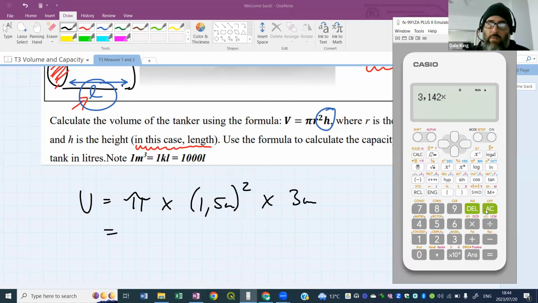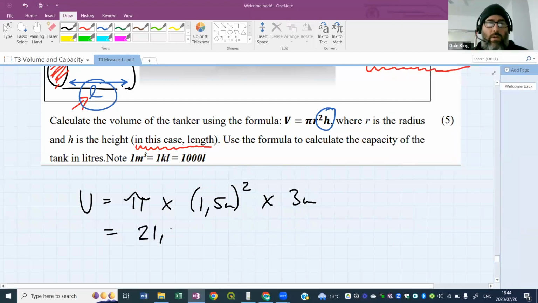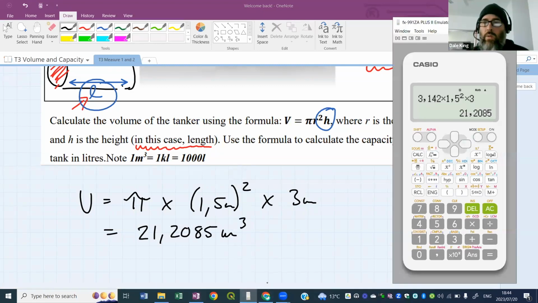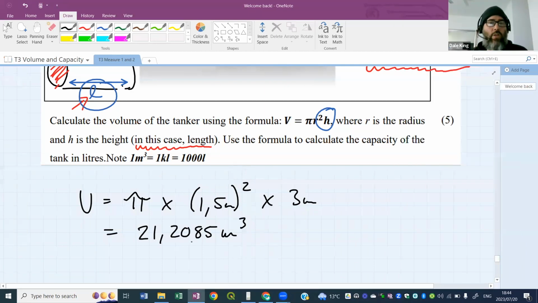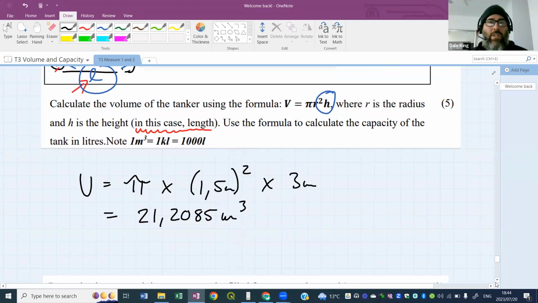3.142 times 1.5, and this is to the power of 2. And then I times by 3, and that gives me 21.2085. I'm going to write this out in full: 21.2085 meters cubed. I don't want to chop that off. You only round off at the end of the answer. Right, so that's my volume in meters cubed.